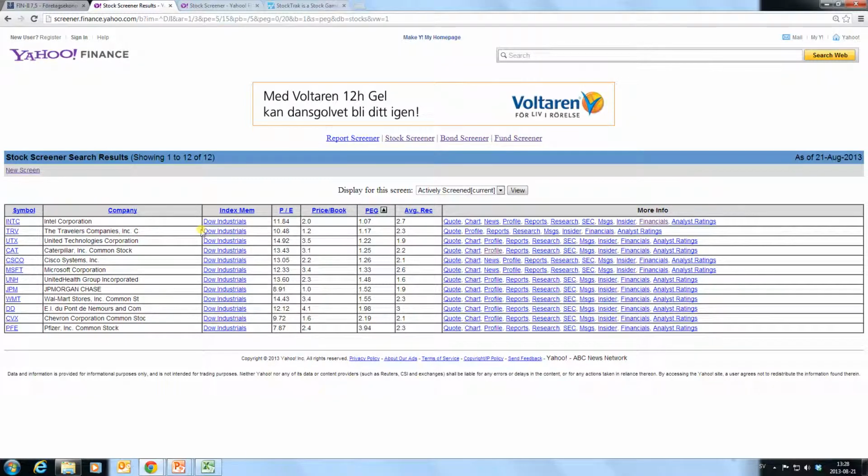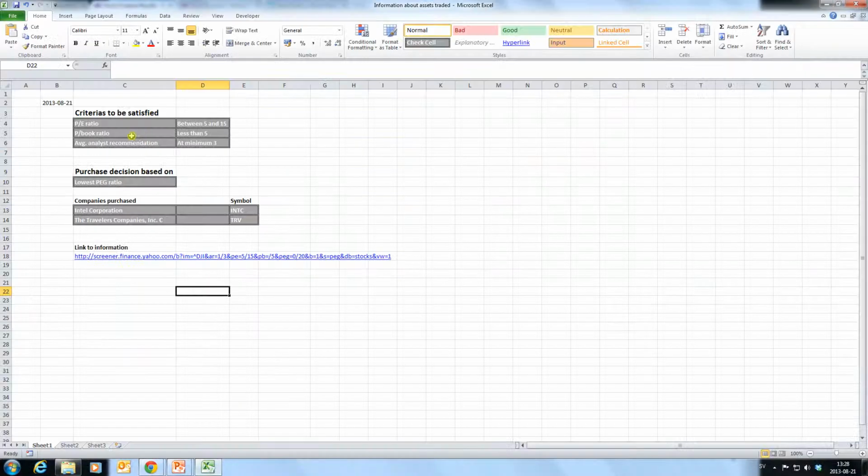Now, I'm going to do one more thing before I'm finished, and that is to write down the information I used to make this decision. Okay, so I had some criteria that had to be satisfied. I wanted the PE ratio to be between 5 and 15. I wanted the price to book ratio to be less than 5, and I wanted the average recommendation from analysts to be at least 3. Alright, so this is what I call criteria to be satisfied. I said that the PE ratio had to be between 5 and 15, the price to book ratio should be less than 5, and the average analyst recommendation should be at minimum 3 or better.